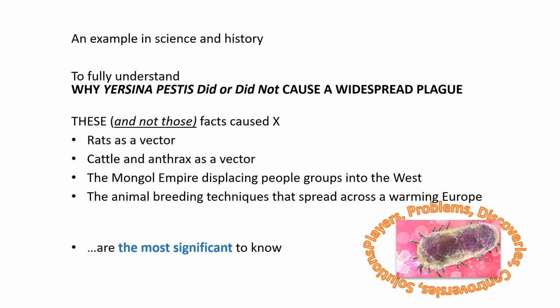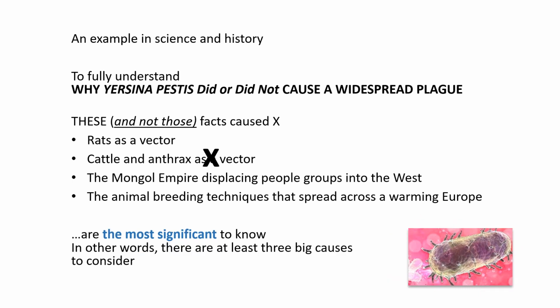So here was our previous example from science and history. Yersinia pestis, what caused the Black Plague? Why did it or did it not cause a widespread plague? And in our previous lecture, we reviewed that rats were a vector, cattle and anthrax could have been a vector, the Mongol Empire displacing people groups into the West was a factor, and the animal breeding techniques that spread across a warming Europe could have been a factor. All of those could have been a factor.